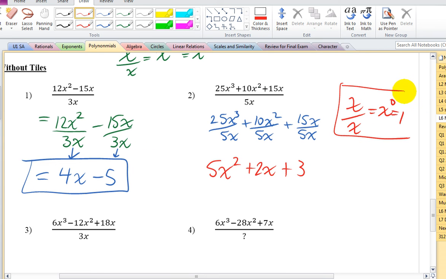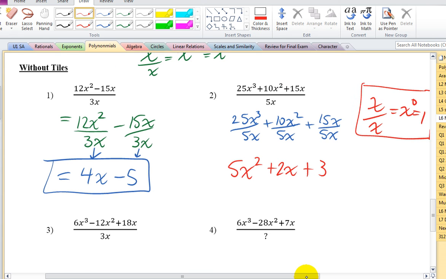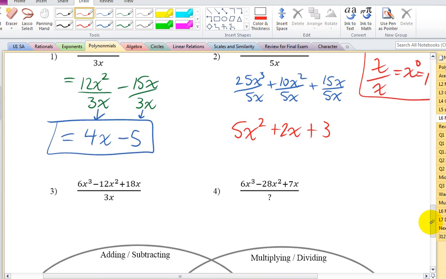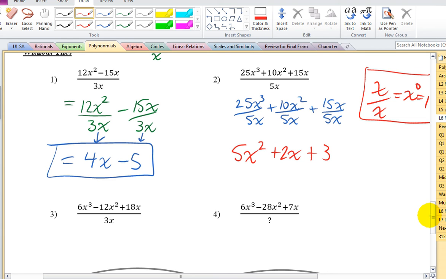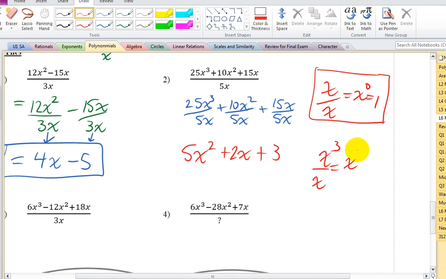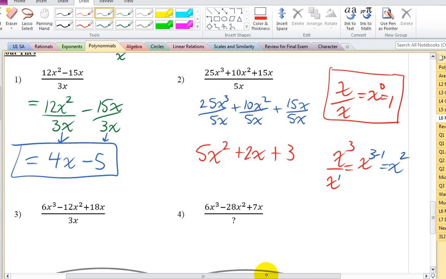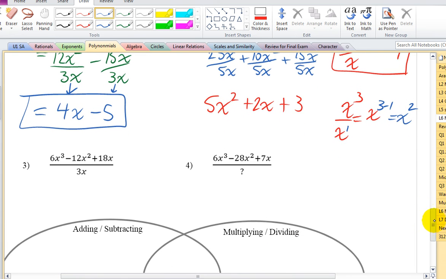All right, any questions? Niti. Well, when you're dividing x cubed divided by x, what do we do with exponents when we divide? Subtract. This is an exponent 1, so it'll be 3 minus 1, x squared. So you're reducing it by 1 or 2, depending on what you're dividing by. But usually for grade 9, we keep it simple. Next one, go for it.